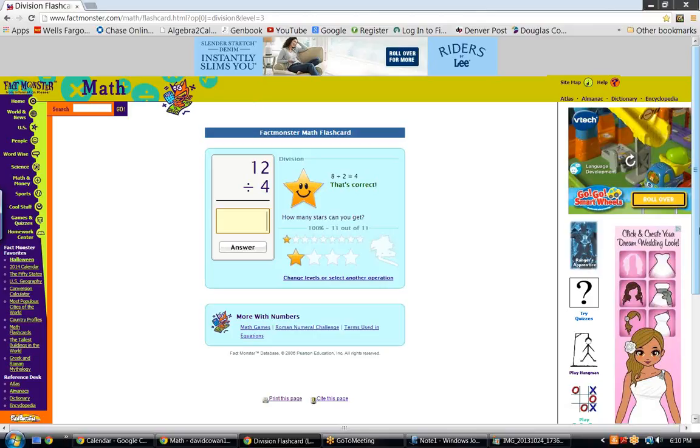Notice that the answer times the bottom number has to equal the top number.